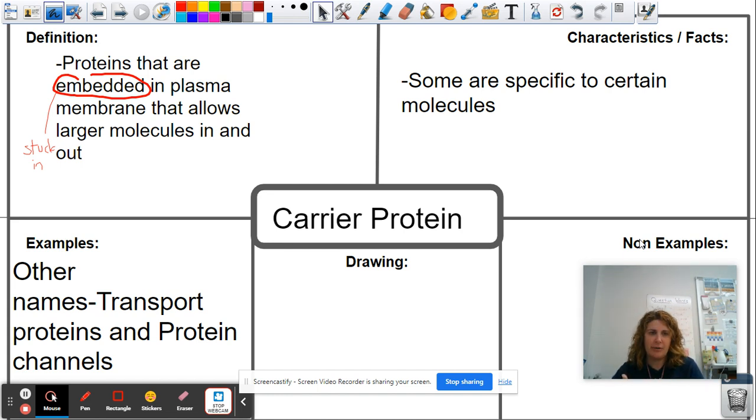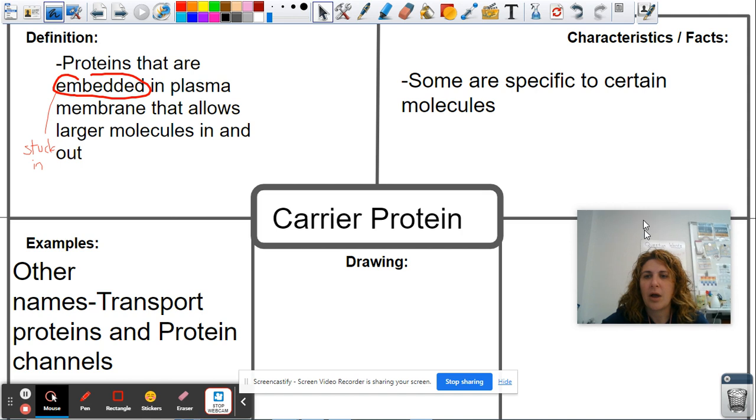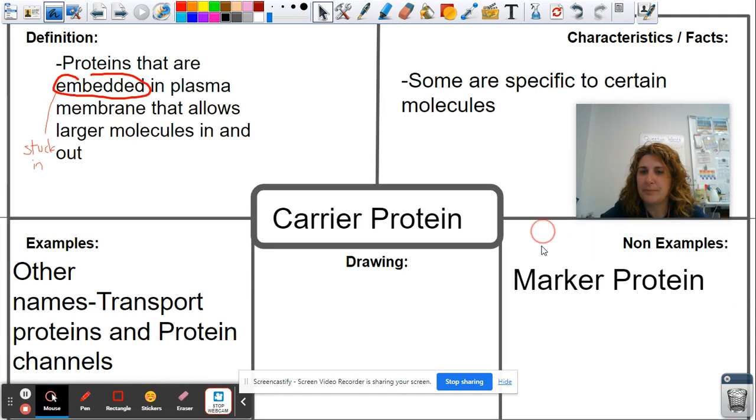We're going to build a model of a cell membrane and you're going to see a little bit of differences in the shape. The idea of a carrier protein is it gets things from one side to the other of the cell membrane. Our non-example would be a marker protein. The marker protein, that's the one that has the carbohydrates on it. So the carbohydrate is attached to the protein that's just stuck in there.